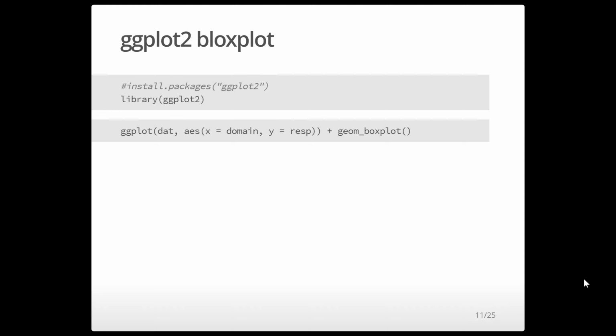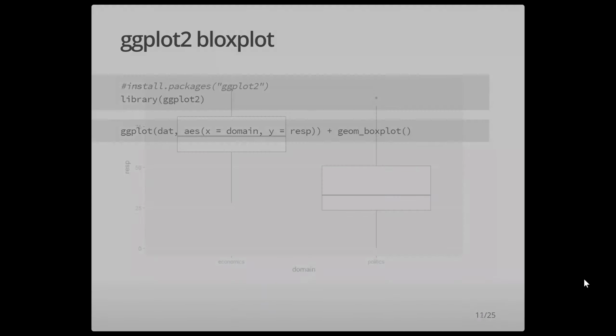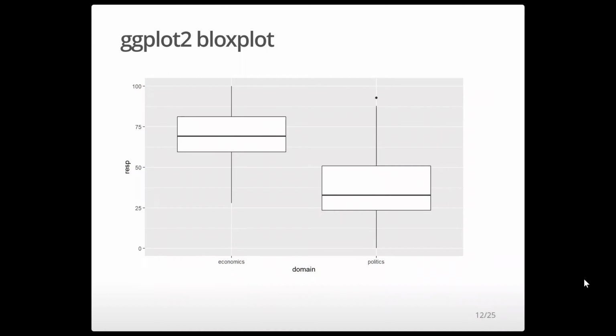So we start with the skeleton: ggplot, our data is DAT, inside this AES argument, and AES is for aesthetics. We have x-axis is domain, y-axis is RESP, and then outside of that, I'm going to do plus geom_boxplot, and that tells ggplot we want a box plot. Here's our plot. You can see aesthetically it looks a little different, but it's the same plot. It's got this gray background, doesn't have the same style whiskers, but same plot.